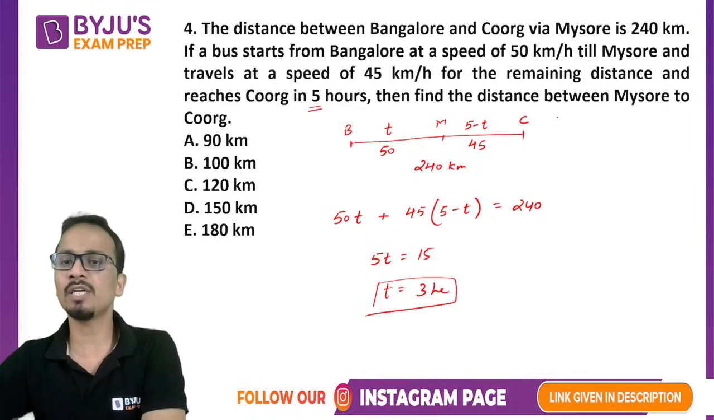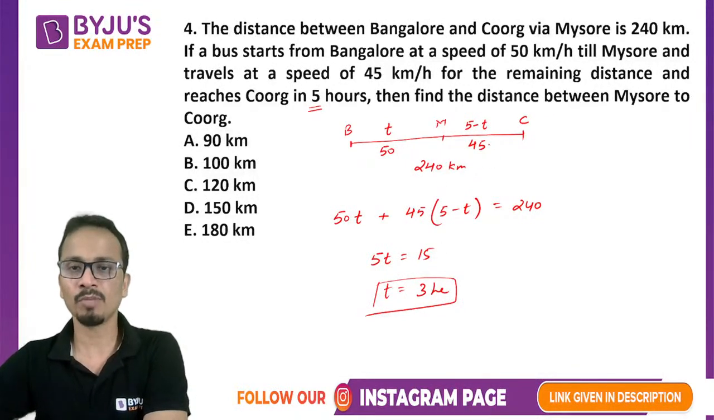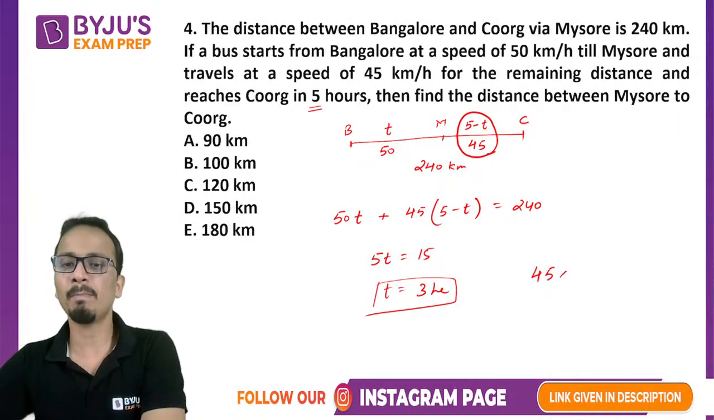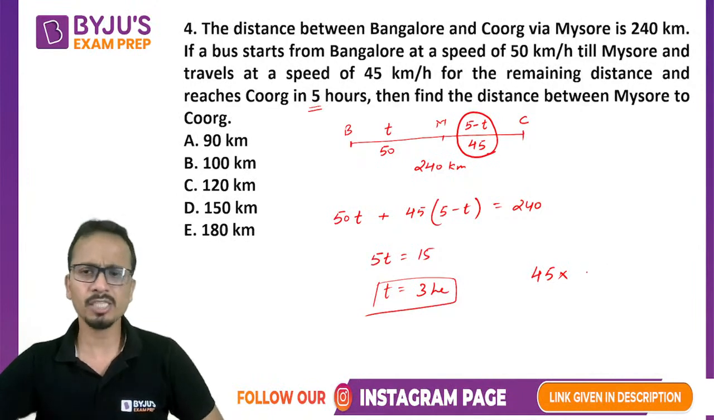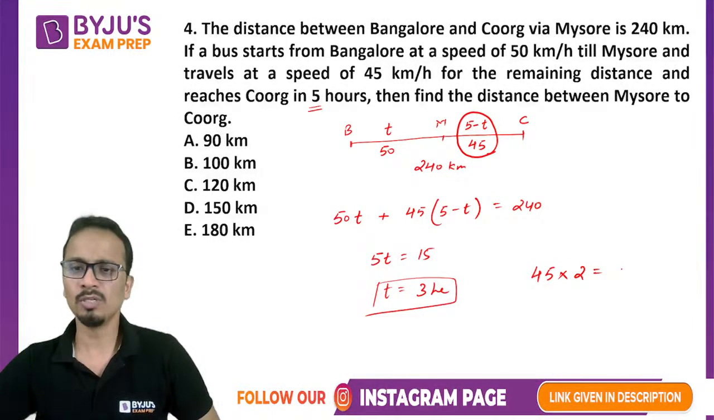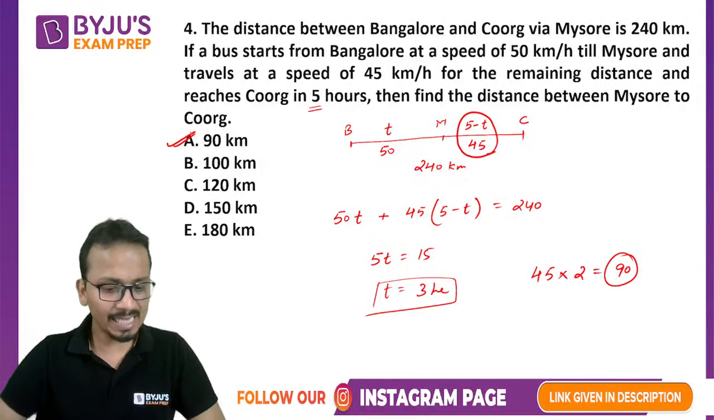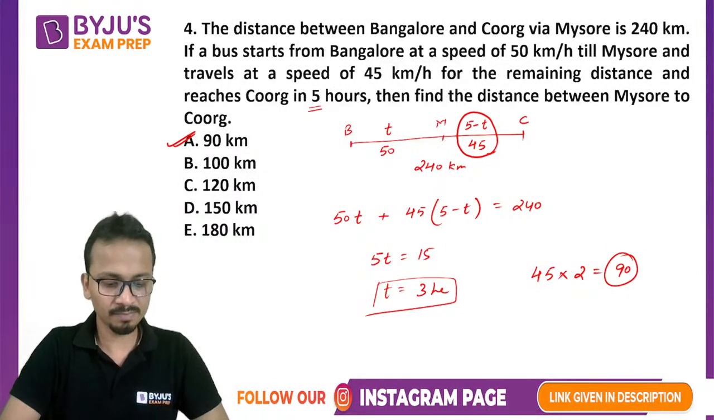Now we have to find out the distance between Mysore and Coorg. So the distance between Mysore and Coorg is 45 multiplied by (5 minus T). Now 5 minus T is 2, and the final answer will be 90 kilometers, and that is option A. All right. Okay.